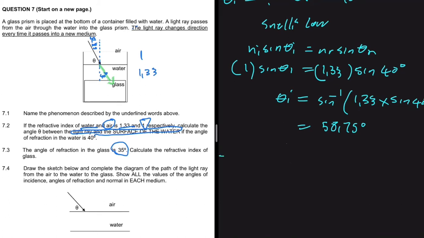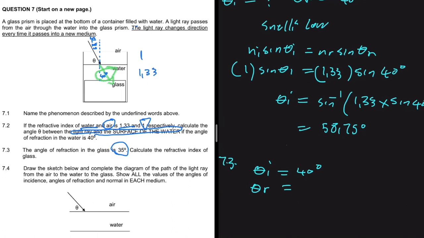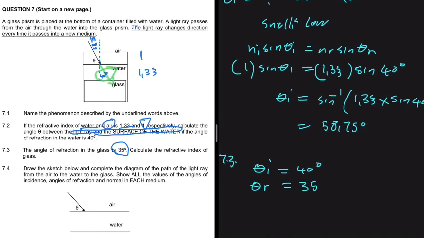So again, physics 101, right? We start by writing down the given information. So this angle of refraction from air to water will be the angle of incidence from water to glass, right? So now we know that the angle of incidence is equal to 40 degrees. And then we are given the angle of refraction, right? So the angle of refraction is equal to 35 degrees.